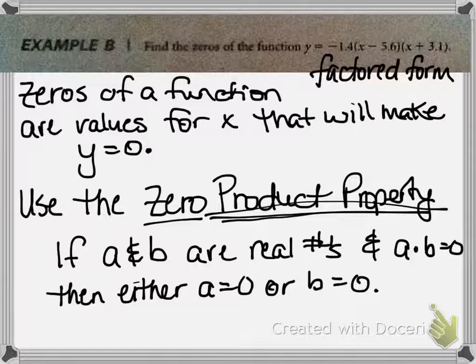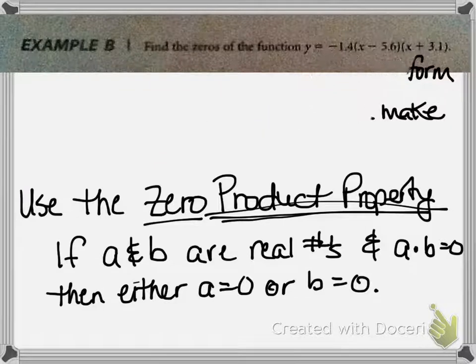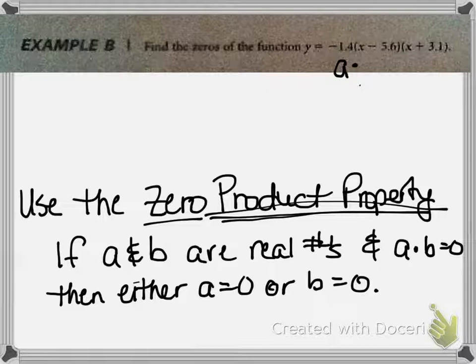So, how does this apply to this problem that we have up here? Well, we have a whole 3 different sets of terms being multiplied together. So, in this case, I'm going to erase what's on here, so make sure you have that copied. So in this case, y equals negative 1.4 times, so this could be A, times x minus 5.6, which is our B, times x plus 3.1, which is our C.